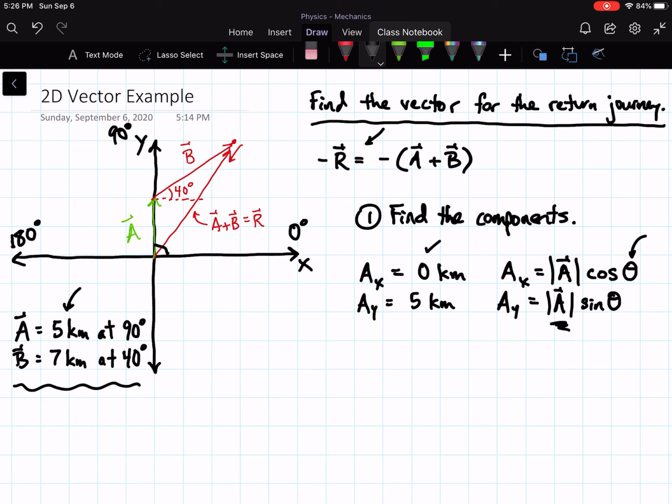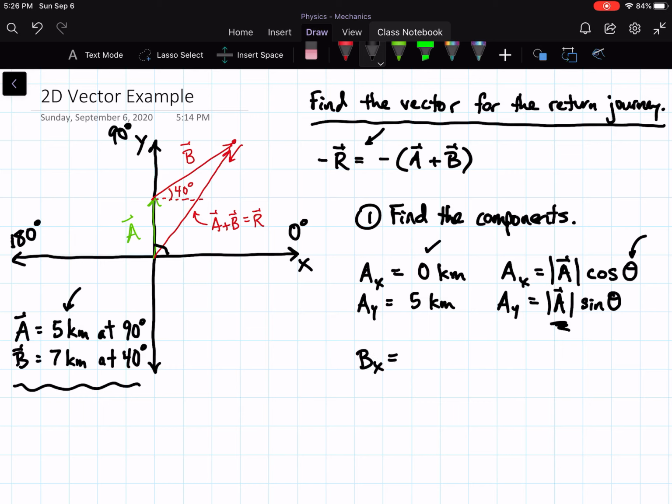All right. Now, the other thing we want to explore at this point, since this is the first example that we've done, or at least in mini-lecture form, is why cosine, why sine? Why not the other way around? And we'll explore that when we talk about finding the components of B.